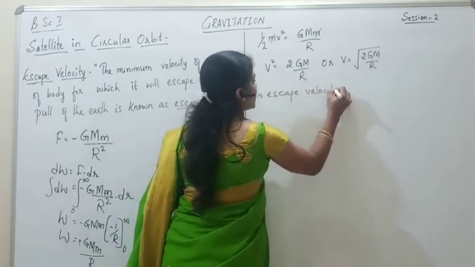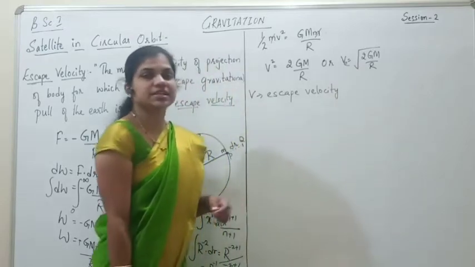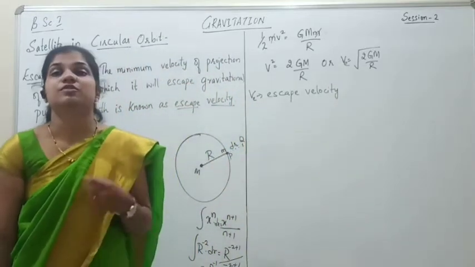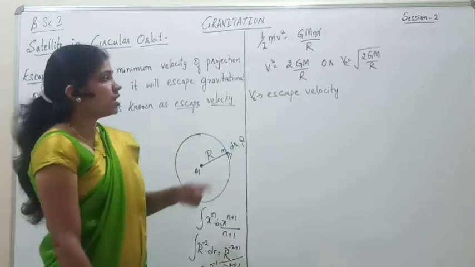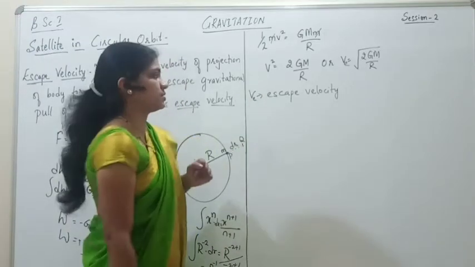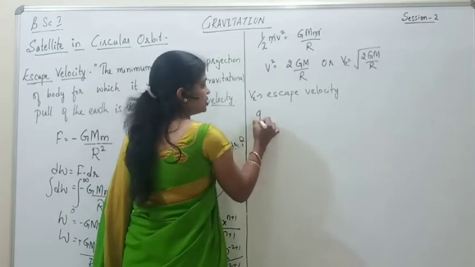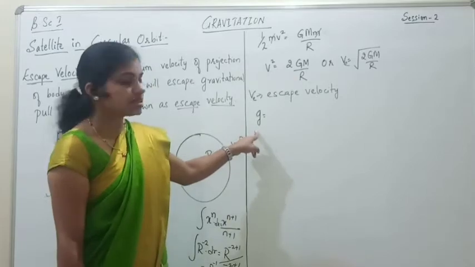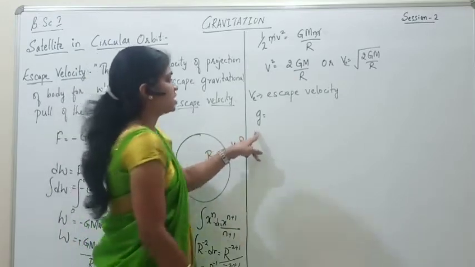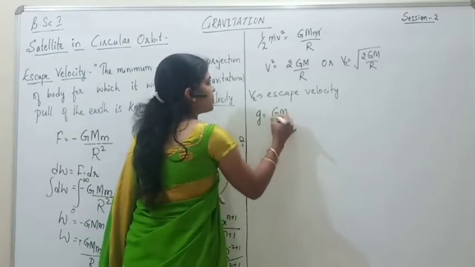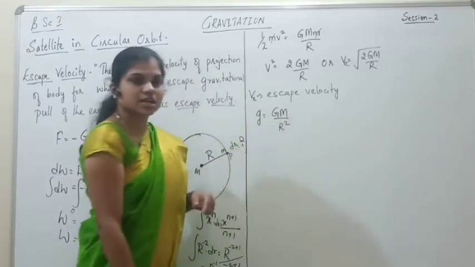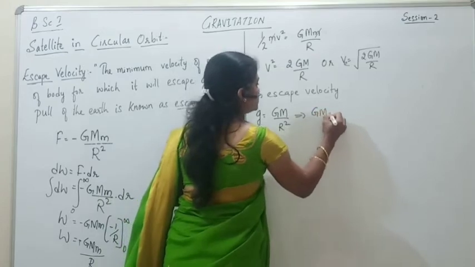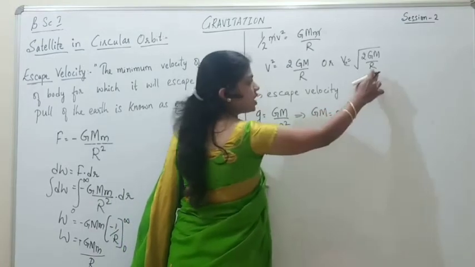We can denote it as VE. So this VE is equal to square root of 2GM upon r. Now we can further simplify this. We know g, the acceleration due to gravity, which we have discussed in our first session. So acceleration due to gravity is equal to GM upon r squared. So where I have GM, I will substitute g into r squared in the above equation.